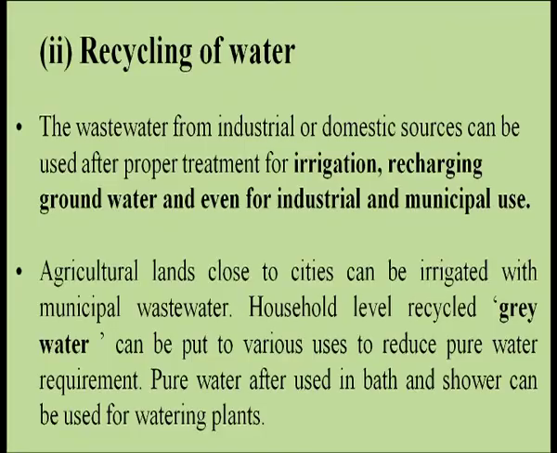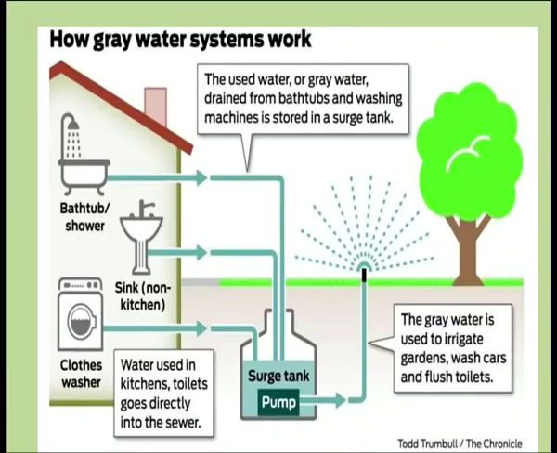The wastewater from industrial or domestic sources can be used after proper treatment for irrigation, recharging the groundwater, and even for industrial and municipal use. Agricultural lands close to cities can be irrigated with municipal wastewater. Household level recycled grey water can be put to various uses to reduce pure water requirement. Pure water after use in bath and shower can also be used for watering the plants.